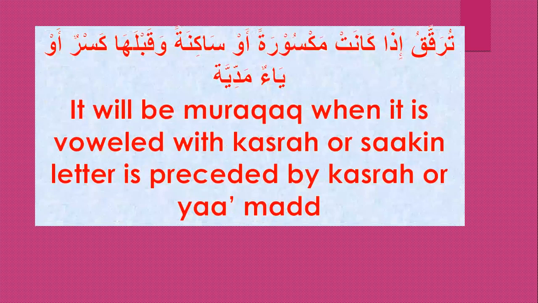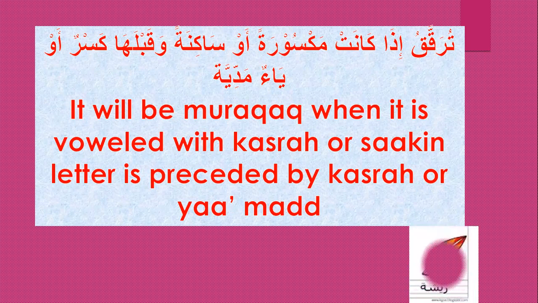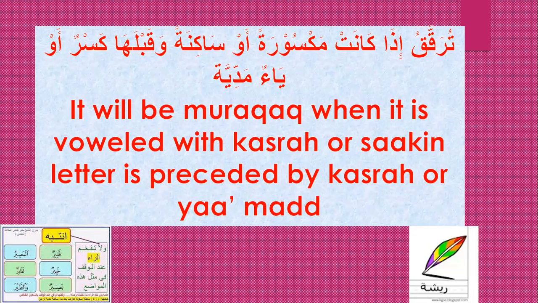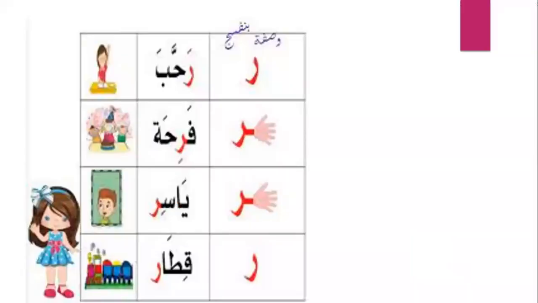It will be murakkak when it's voweled with kisra, or a sakin letter preceded by kisra or yamad. Murakkak means light sound. Example, risha, ri, it has kisra. Or masir, ra sakina preceded by yamadiya. Or preceded by كسرة. Right, قدير, خبير.